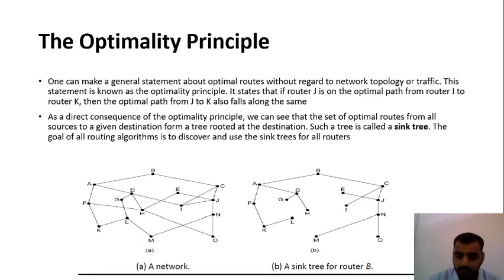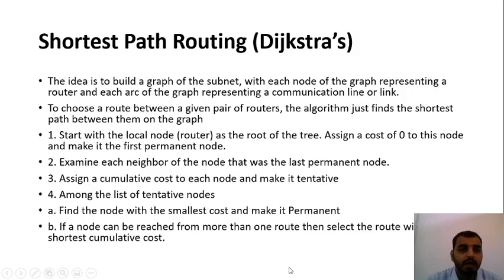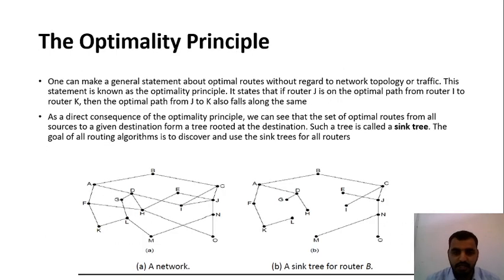Now, the idea is to build a graph of the subnet with each node of the graph representing a router and each arc of the graph representing a communication line or link. If you see over here, from A to B there is a link, from B to C there is a link, from A to D there is a link. Now it will create a path in which I can have an optimal solution.